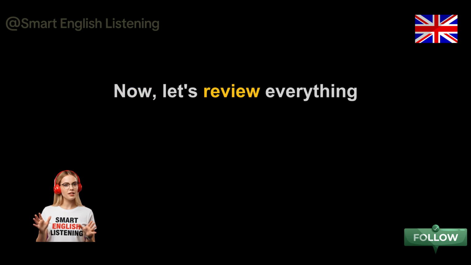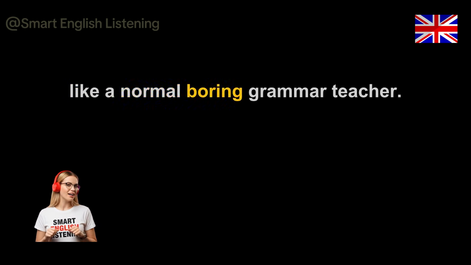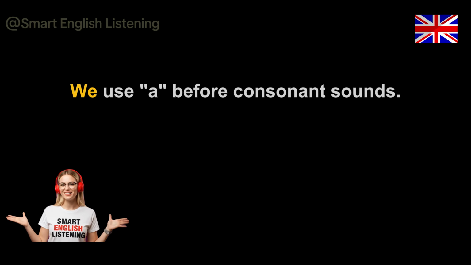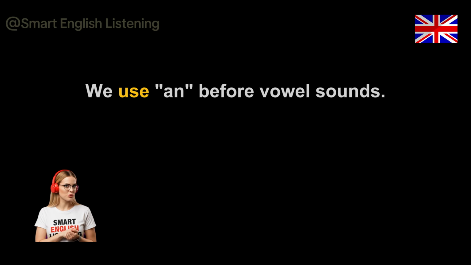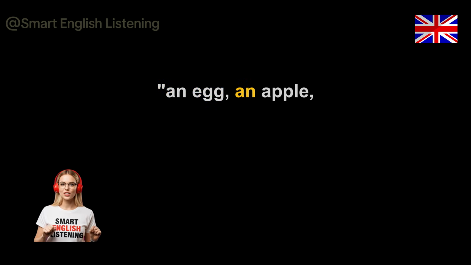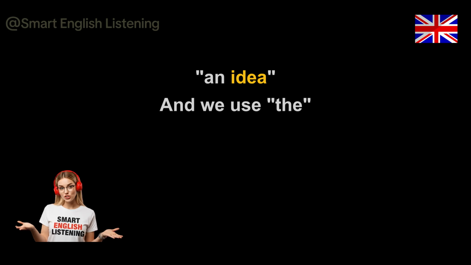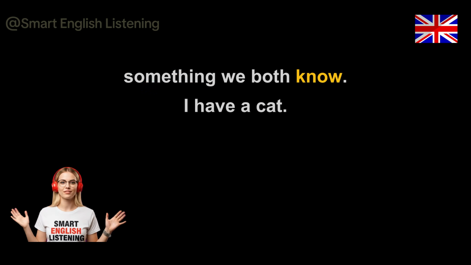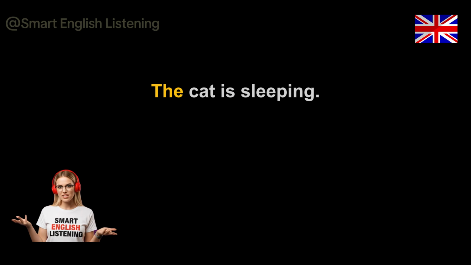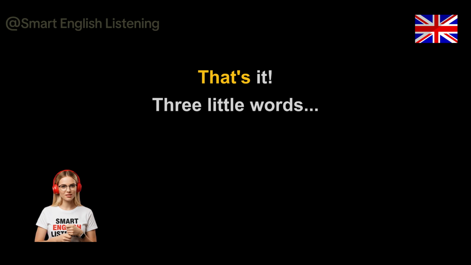Now, let's review everything like a normal, boring grammar teacher. We use a before consonant sounds. A book, a cup, a cat. We use an before vowel sounds, an egg, an apple, an idea. And we use the when we are talking about something specific, something we both know. I have a cat. The cat is sleeping. That's it. Three little words.